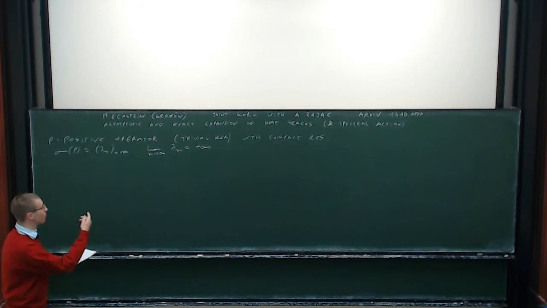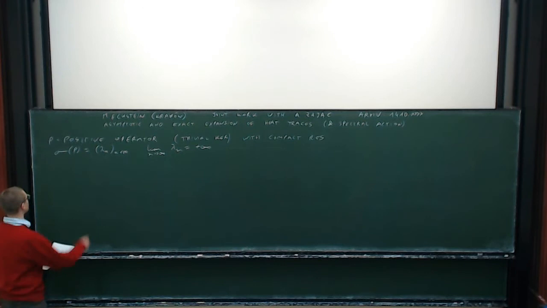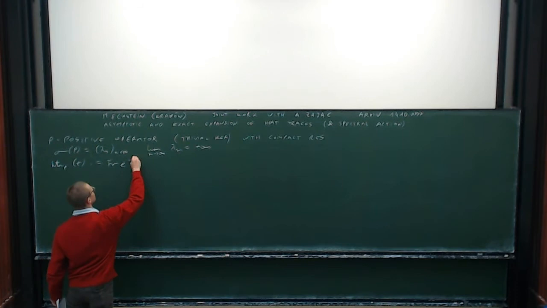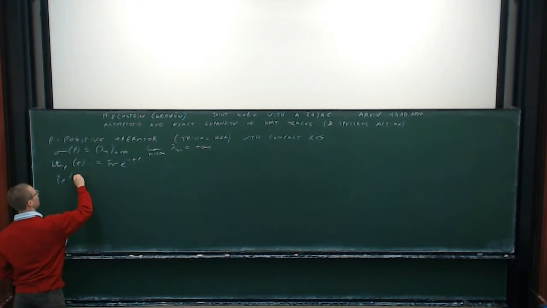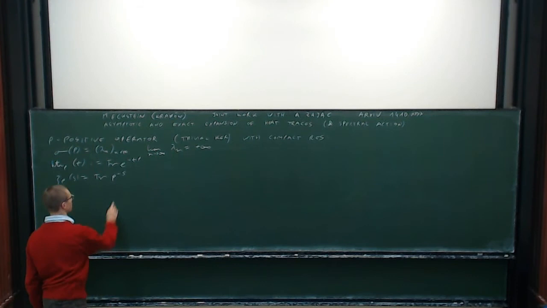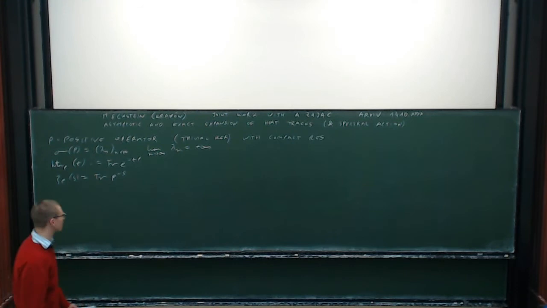Given such an operator, you can define many interesting spectral functions. Two of them which we will be concerned with in this talk are the heat trace, trace of e to the minus tP, and the zeta function, trace of P to the minus s. So the heat trace is a real positive function, and the zeta function is a complex function. The first natural question is: when are they actually even defined? So when is this operator trace class?